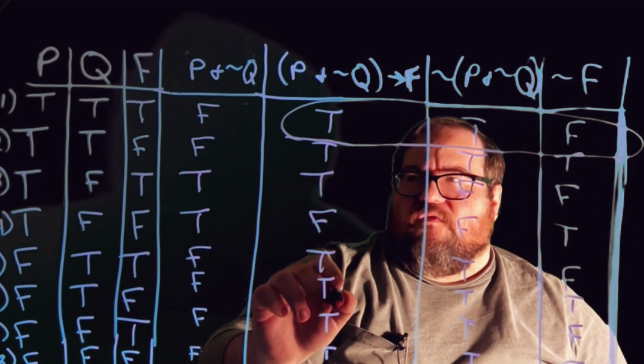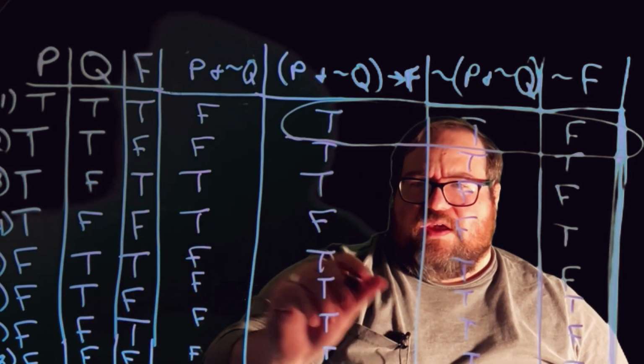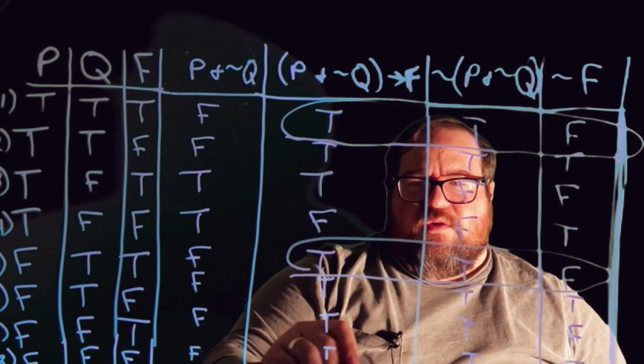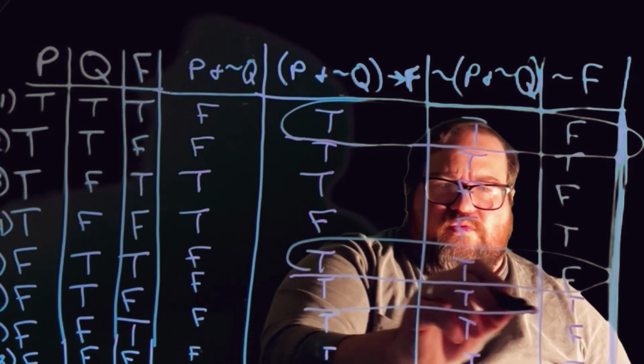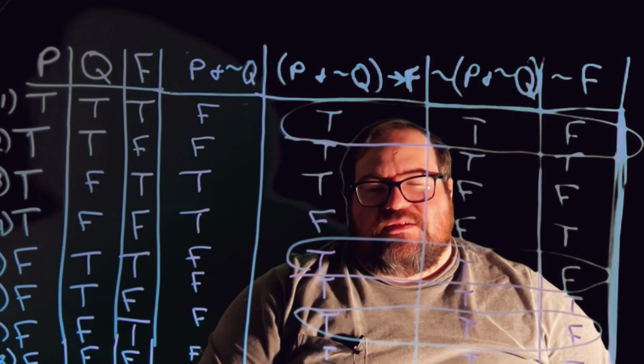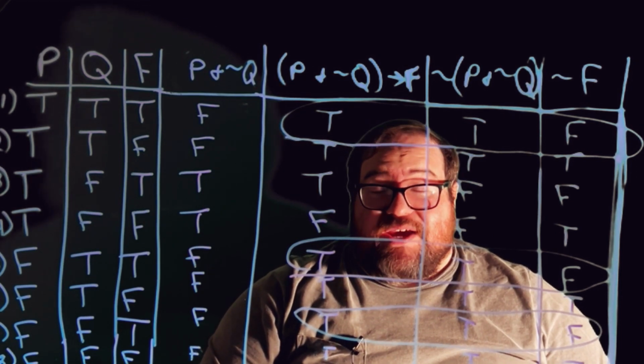We have, let's see, here we go. True premises and a false conclusion. We have true premises and a false conclusion. I have a hunch that this argument is invalid.